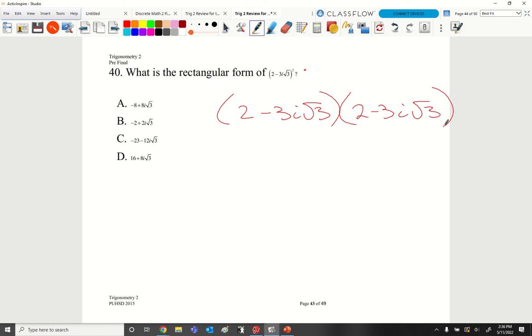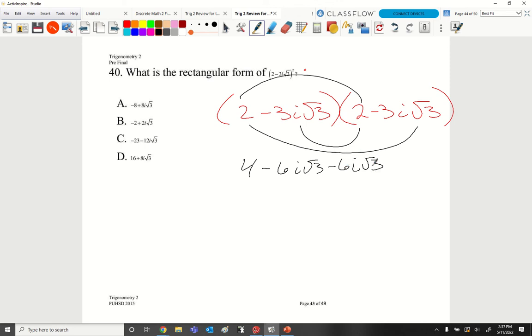And this is everyone's favorite thing to do, because it happens all the time. What do we got to do here? Got to FOIL. First: 4. Across, all the way across, is going to be minus 6I radical 3. Inside is going to be minus 6I radical 3. And last is going to give me negative times negative is positive 9I squared radical 9.